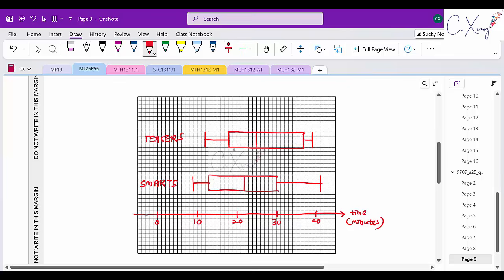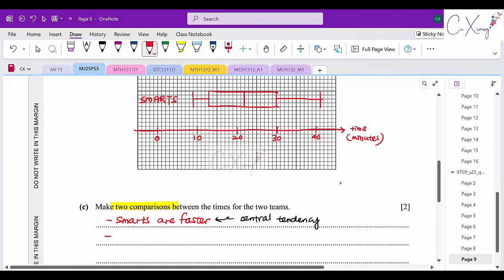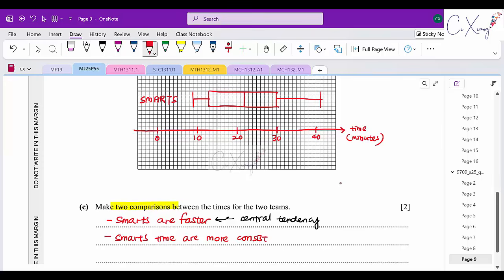Okay, and now we need to have the second comparison, which team gives a more consistent time. Then we are looking at the spreadness of the box. So this box looks spread wider compared with this box which is spread smaller, right? You can also say in this way where Smarts time are more consistent. In other words, more consistent also means less spreadness. So less spread. And this is the second comparison. This second comparison, basically we are talking about the spreadness.